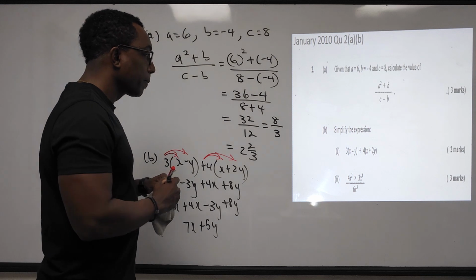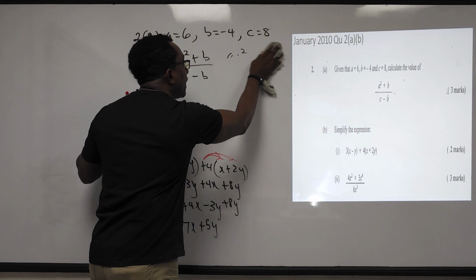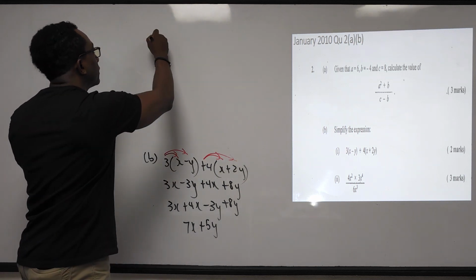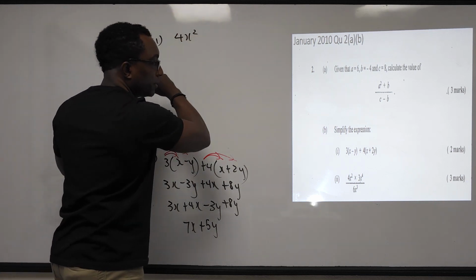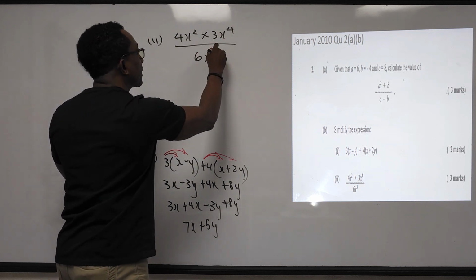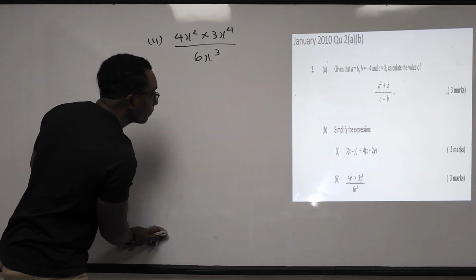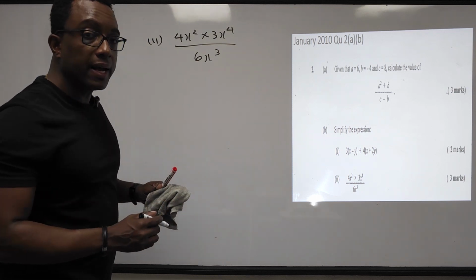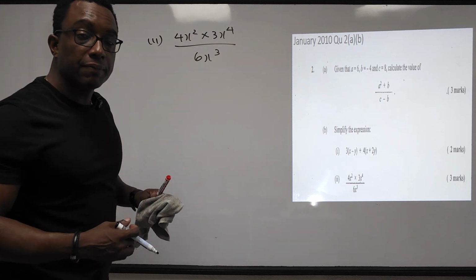So part 2, we have here, and I'm going to erase on top. So part 2, we have here 4x squared multiplied by 3x to the power 4 over 6x cubed. So we have to simplify that. So to simplify that, what are we going to do? We are going to work out what is on our numerator first. So we are multiplying terms and we are applying our rule of multiplication of indices.